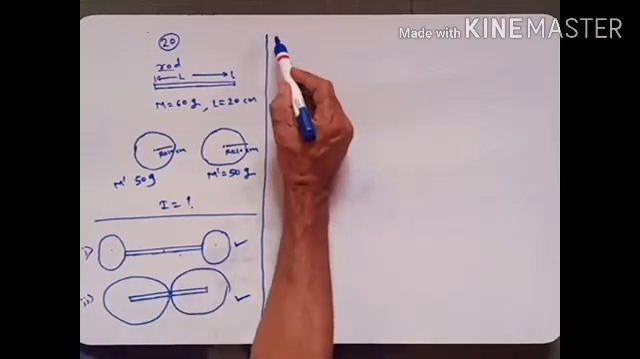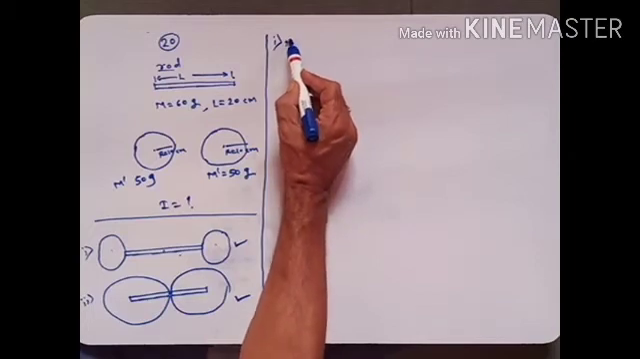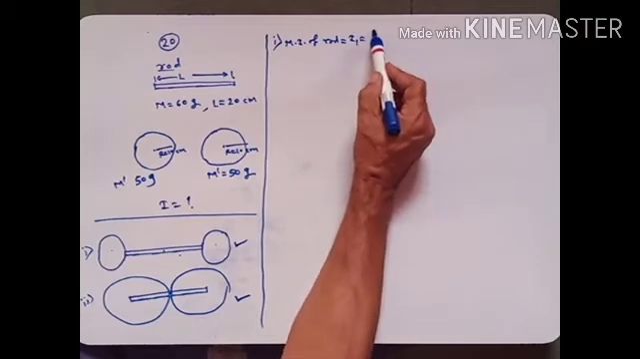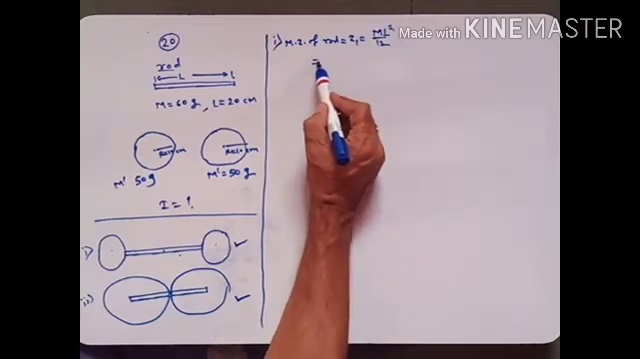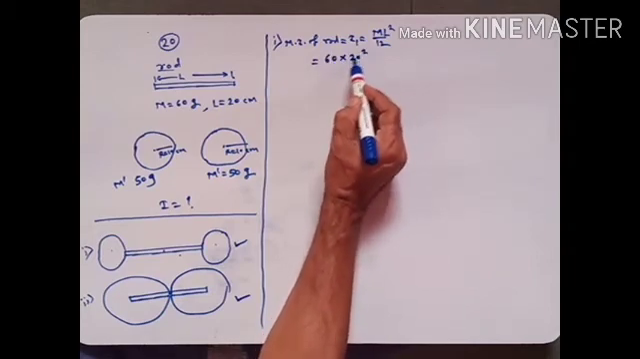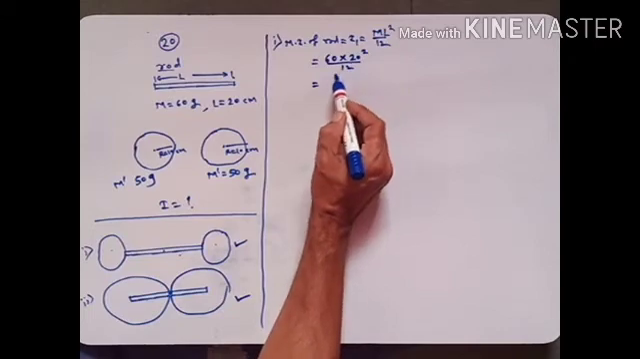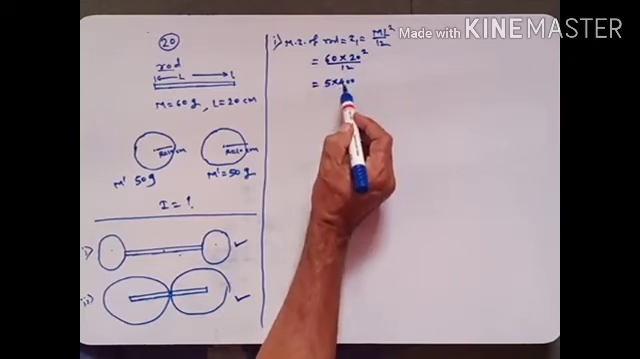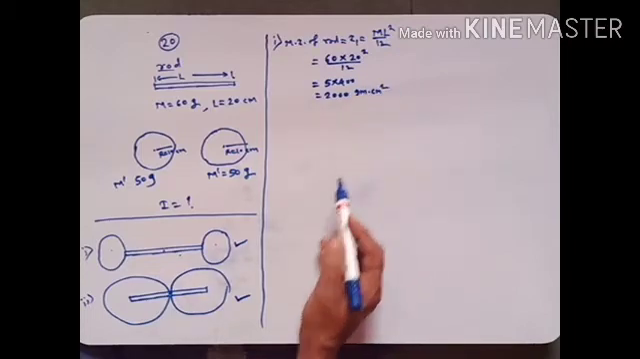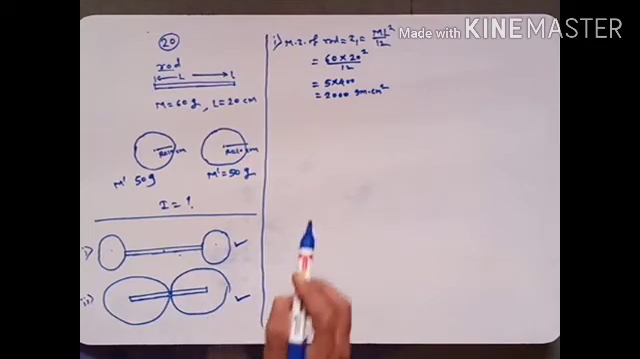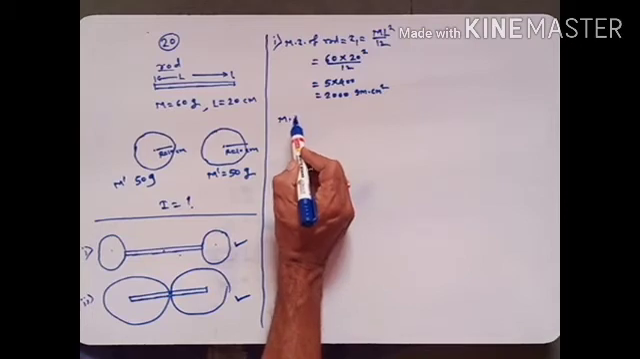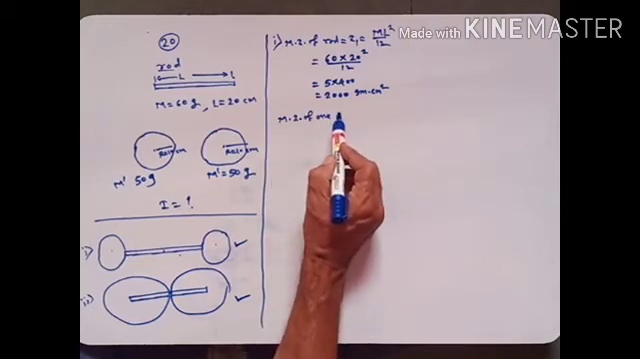Now, we will calculate for the first case. Suppose MI of rod is equal to I1, means ml square upon 12. M means, I will write here 60, L square means 20 square, upon 12, means 5 into 400, that is 2000 gram cm square.